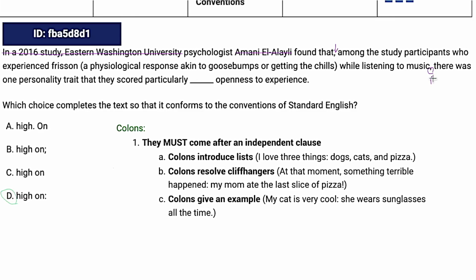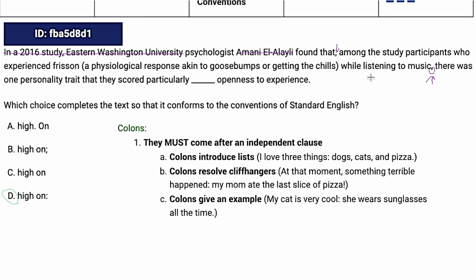So whenever you have a comma sandwich like this that sort of interrupts the sentence, you can get rid of all that stuff as well. So our sentence becomes, this psychologist found that there was one personality trait that they scored particularly high on. That's a full sentence, right? And then what comes after the colon? Openness to experience. So we don't have a list, so it's not that use of colons. I would say this is a cliffhanger. It tells us there was one trait that they scored particularly high on. So the cliffhanger is, well, what's that one trait? We want to know, right? So that's why D is going to work.